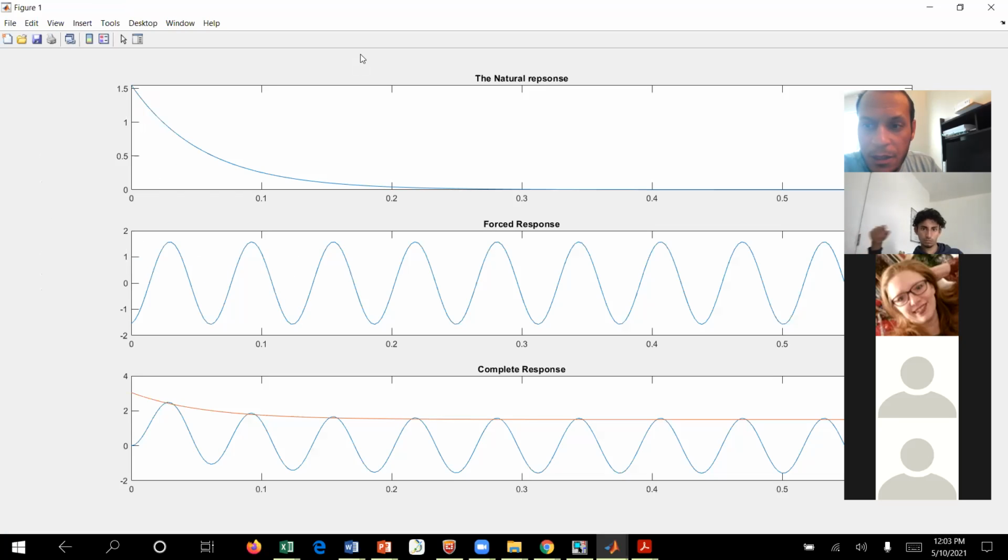Can you still see it? Okay, so here is the natural response. What we expected is the exponential part, so it should disappear after at least 5 tau, or 5 times tau. Okay, that's the natural response.